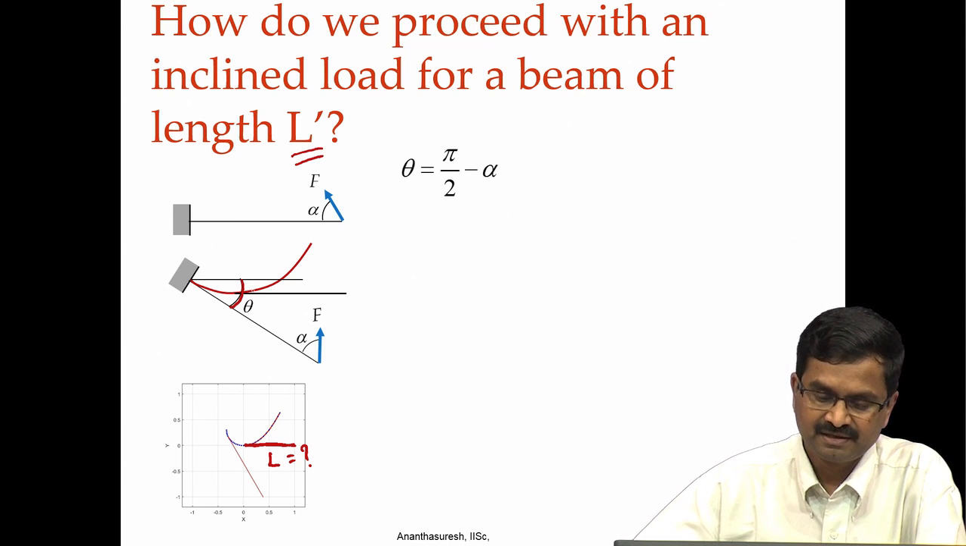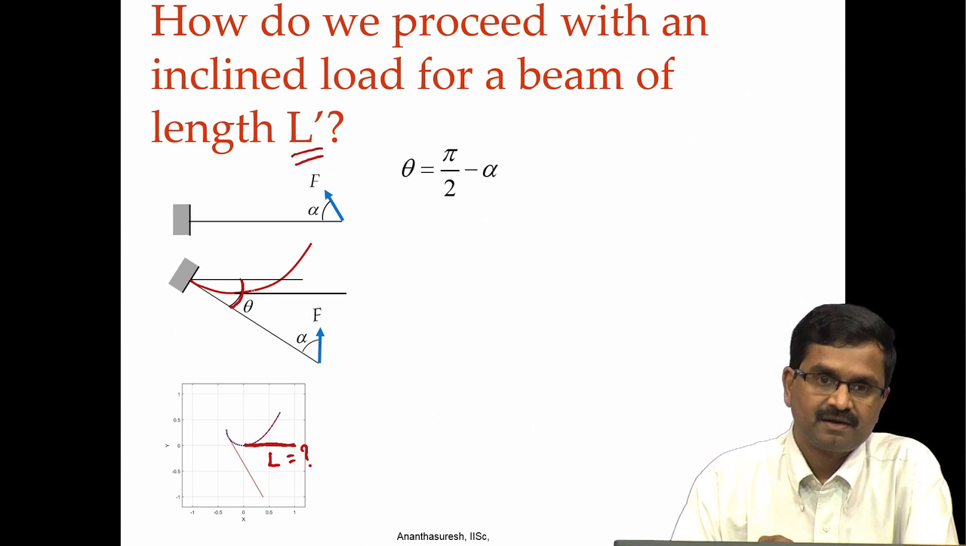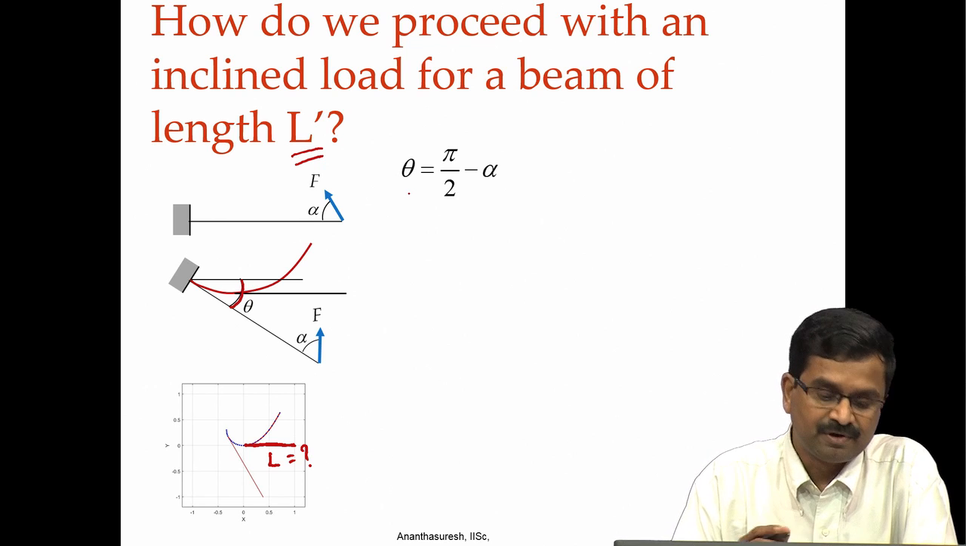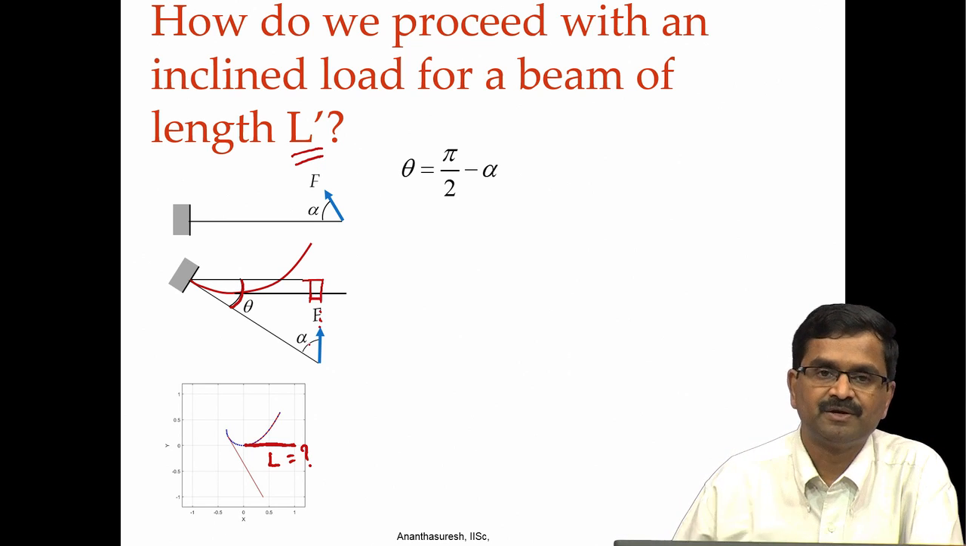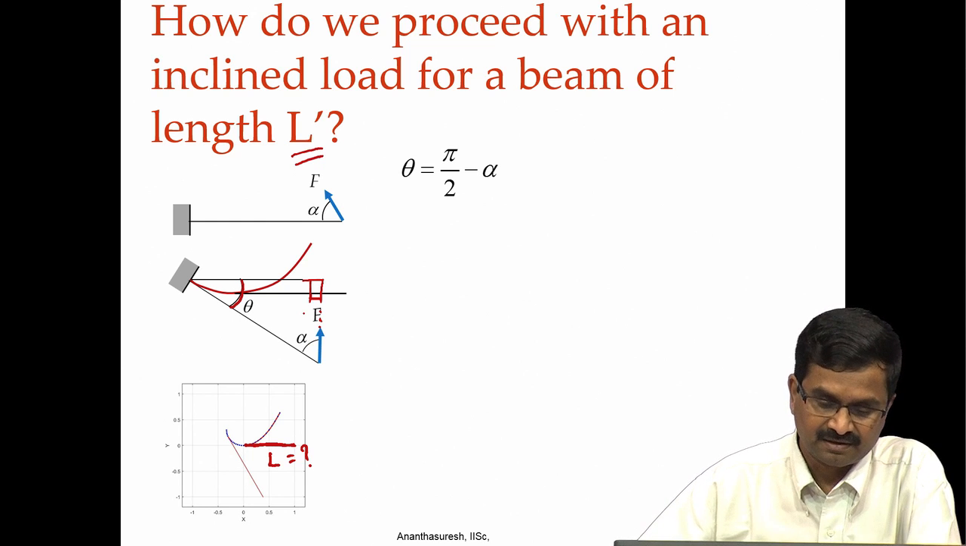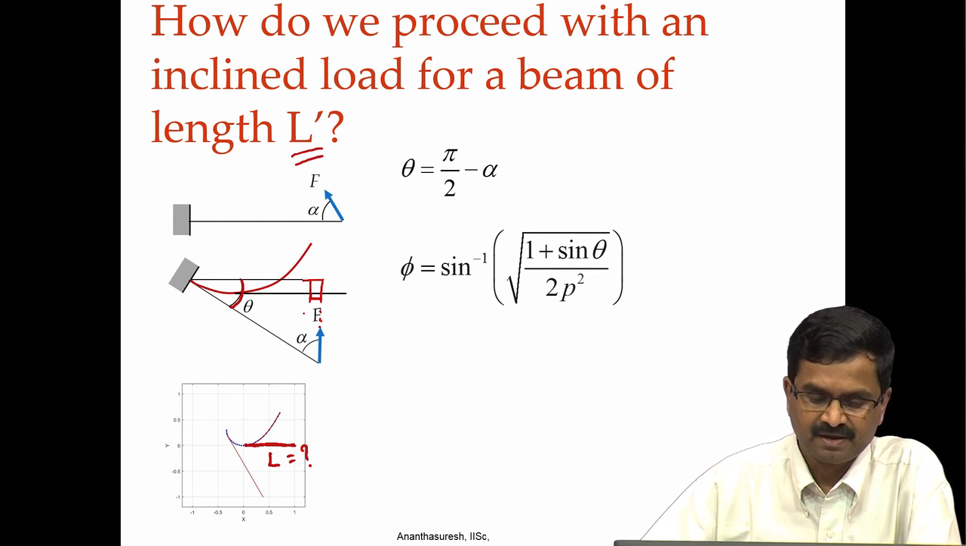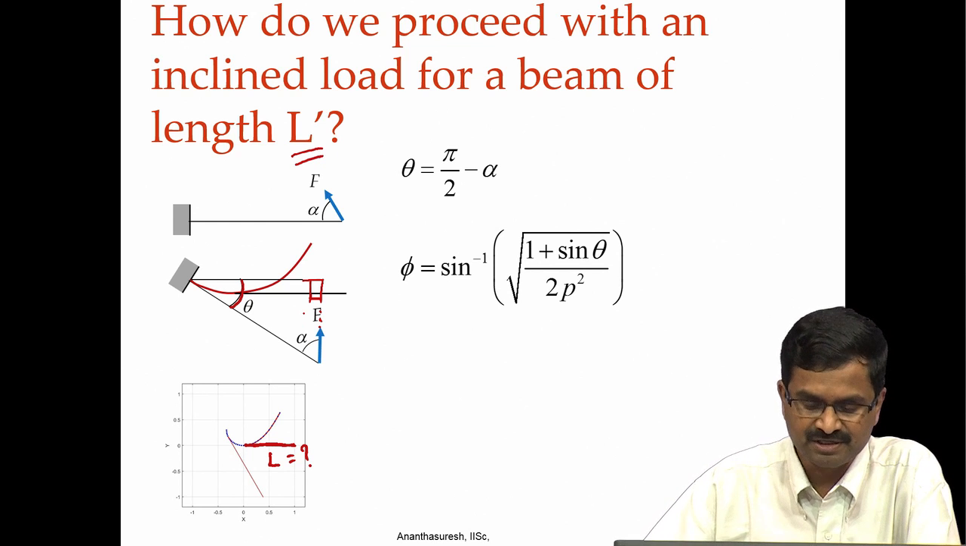How are they related? They are related as theta equal to pi by 2 minus alpha, because if I complete this triangle, if this is 90 degrees here, this is 90 degrees, that is theta, alpha is pi by 2 minus alpha. Theta is pi by 2 minus alpha. If I know theta, I can get phi using this change of variable equation.